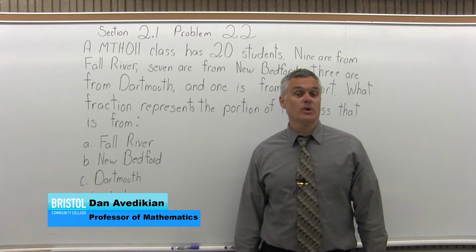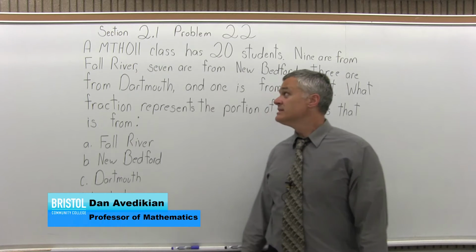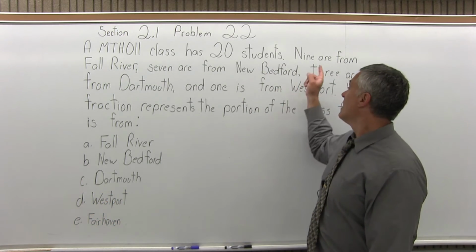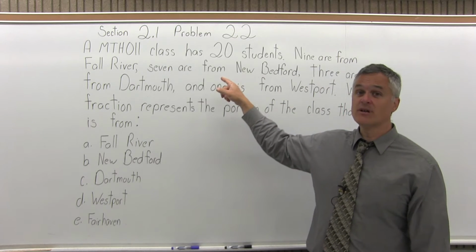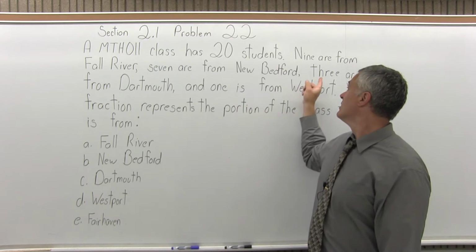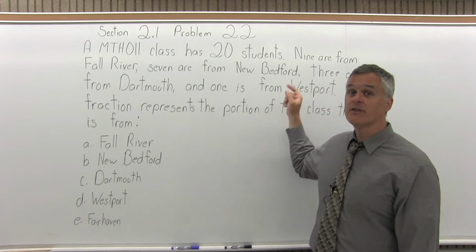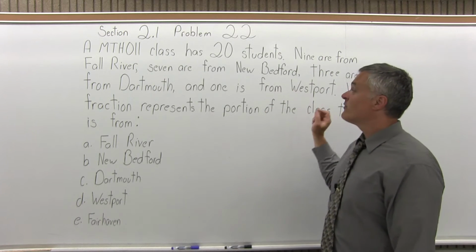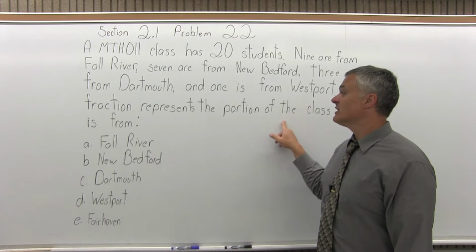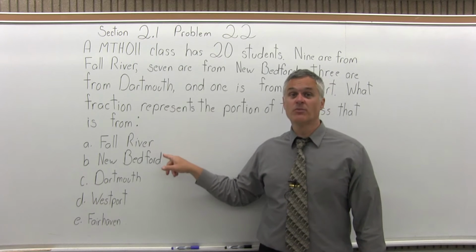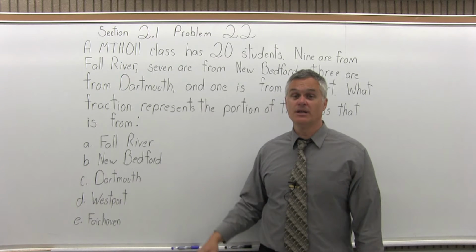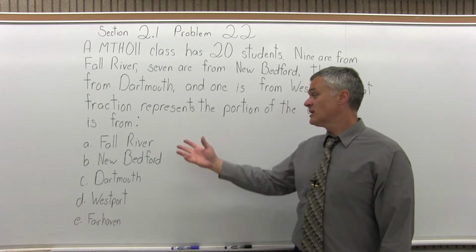This is Section 2.1, Problem 22. It says a Math 011 class has 20 students. 9 are from Fall River, 7 are from New Bedford, 3 are from Dartmouth, and 1 is from Westport. What fraction represents the portion of the class that is from A, Fall River, B, New Bedford, C, Dartmouth, D, Westport, and E, Fairhaven? So let's start with Fall River.